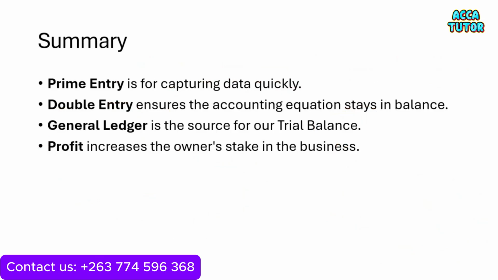So this is the summary. Books of prime entry are for capturing data quickly. The double entry ensures the accounting equation stays in balance. The general ledger is the source for our trial balance. Lastly, profit increases the owner's stake in the business.